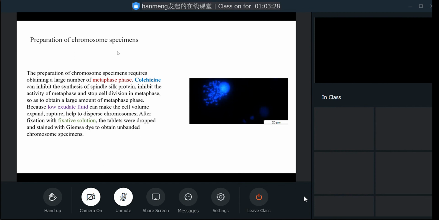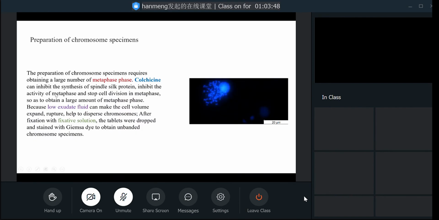Colchicine can inhibit the synthesis of spindle silk protein, then inhibit the activity of the metaphase and stop cell division in the metaphase, so as to obtain a large amount of metaphase. Because hypotonic fluid can make the cell volume expand and rupture, it helps to disperse the chromosomes.